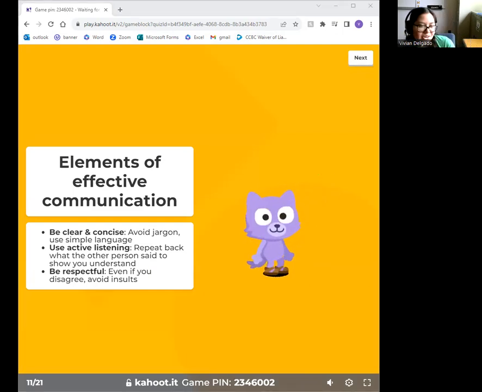So now let's talk about effective communications and what the elements of it are. So when you're communicating, it's important to be clear and concise. This means you're using language that's easy to understand, you're avoiding jargon or technical terms that your audience may not be familiar with. It also means you're avoiding ambiguous or vague language or mysterious.